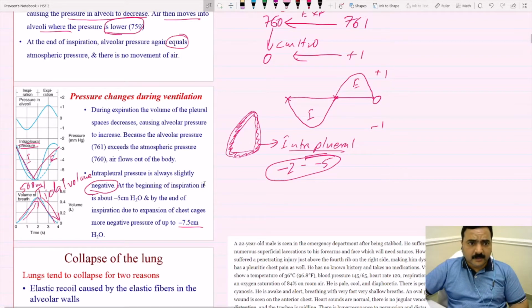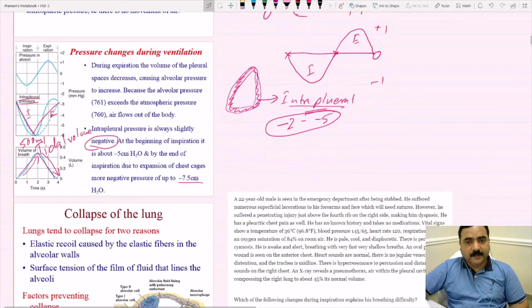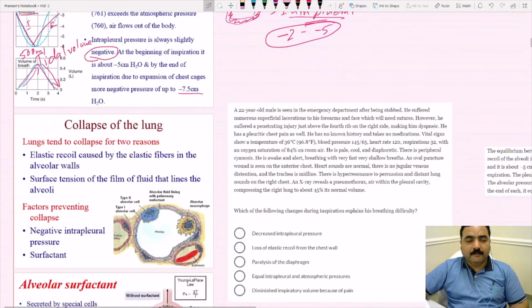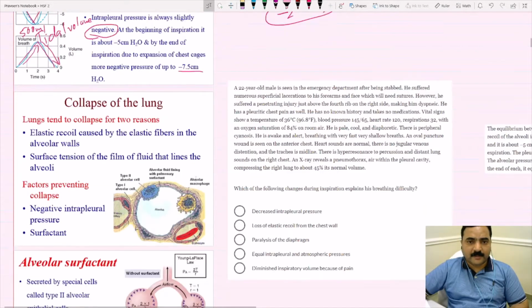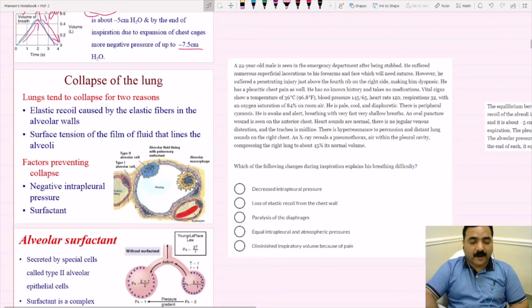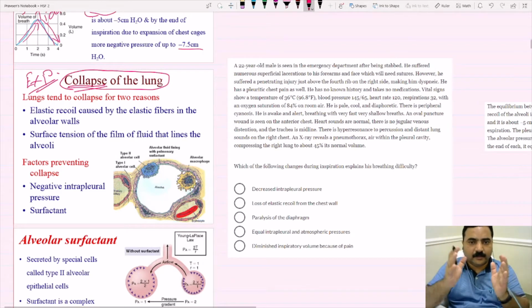Now we have seen how the pressure changes happen in inspiration, and for expiration, we already mentioned that it is a passive process. So how does this passive process take place? What are the factors that control expiration? That is the collapse of the lung. For expiration to happen, you need the collapse of the lung. The lung has a natural tendency to collapse.